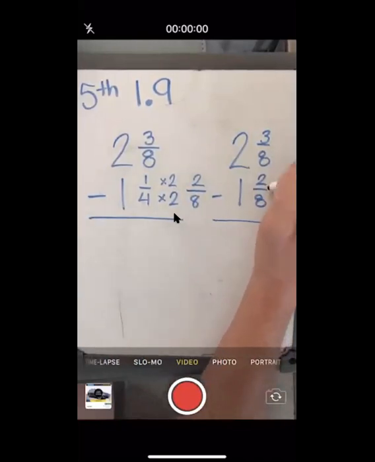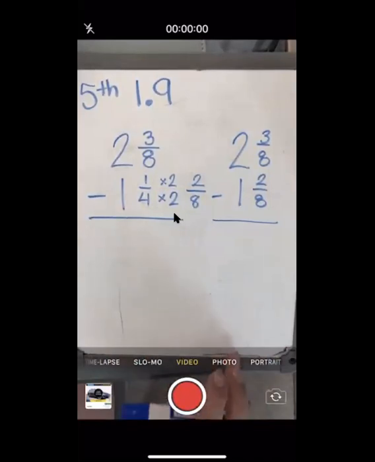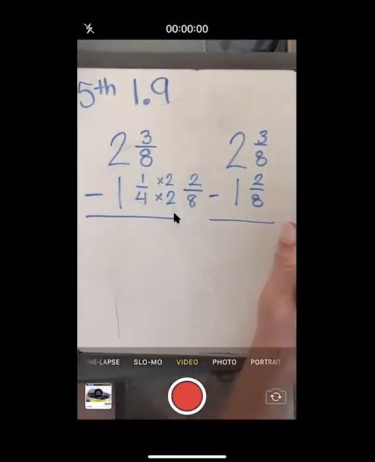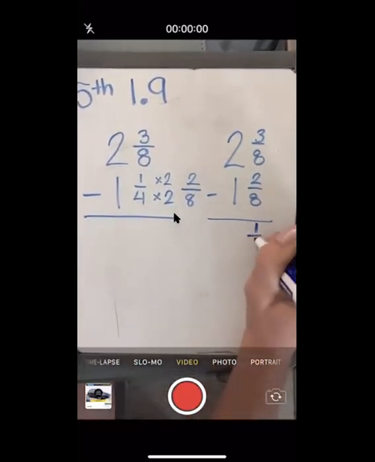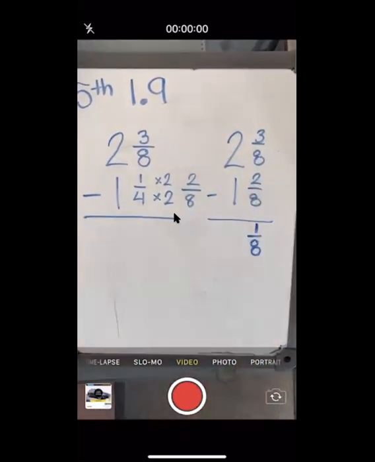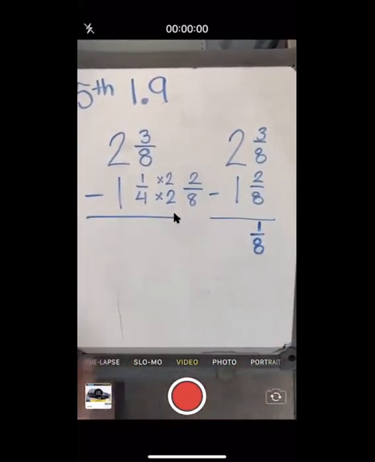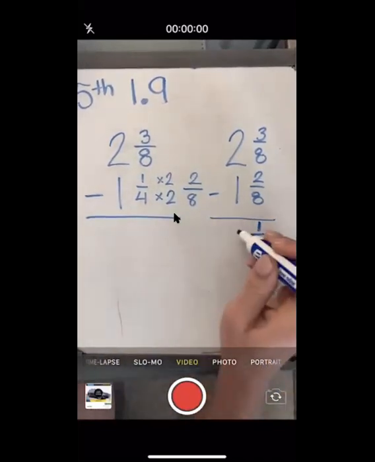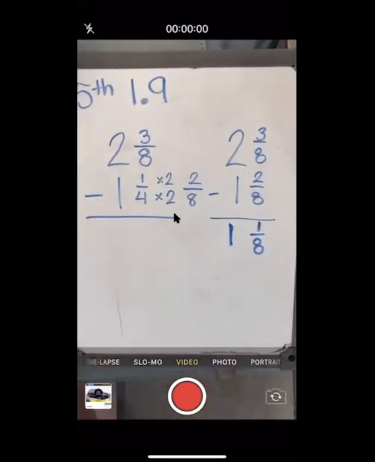So 3/8 minus 2/8 equals, anybody? You can just shout out. 1/8. Thank you. 1/8. And then with our wholes, we subtract just like any other subtraction problem. 2 minus 1 is 1. Not so bad, right?